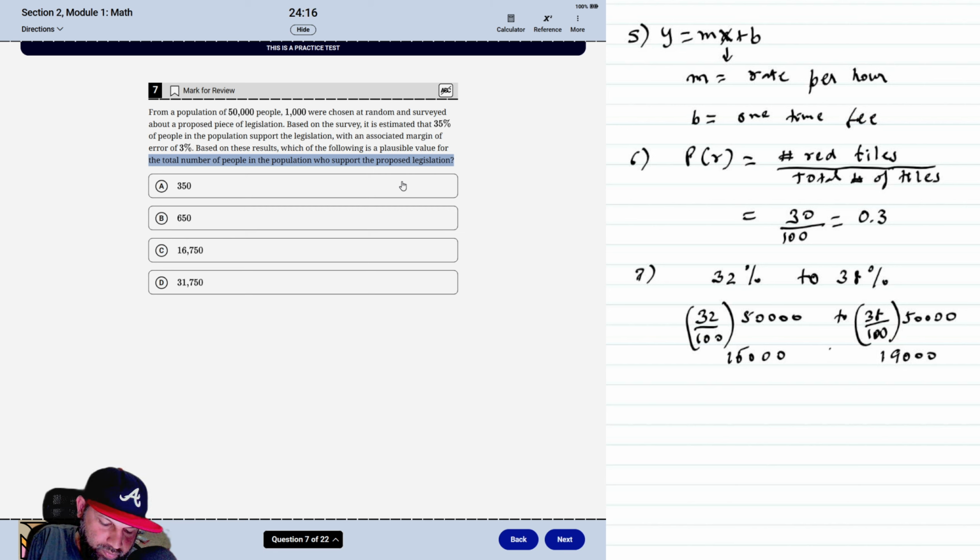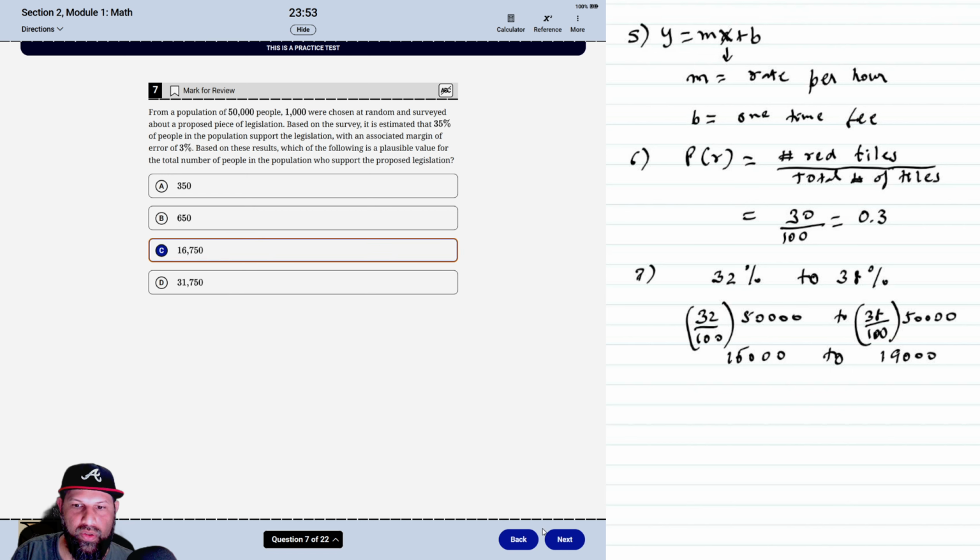So it could be anywhere between 16,000 to 19,000 people who support the legislation, which means that the number has to fall within those bounds. And the only option that falls between those two numbers is 16,750. So C is the answer here.